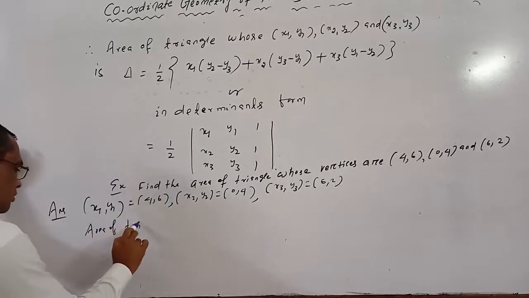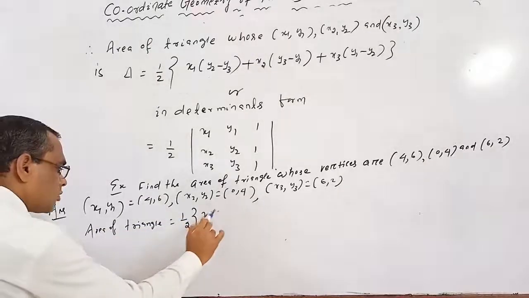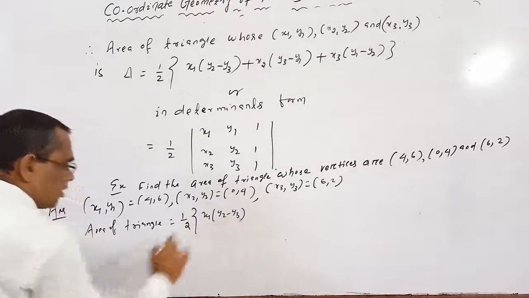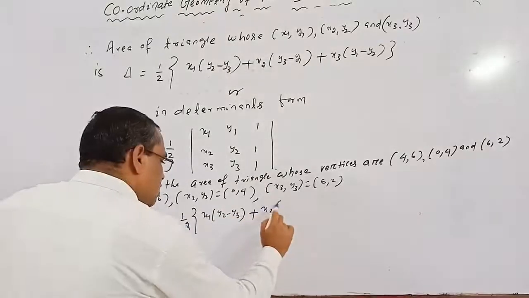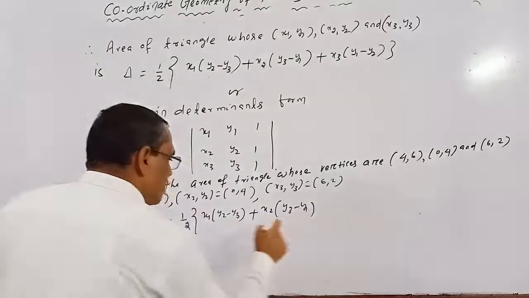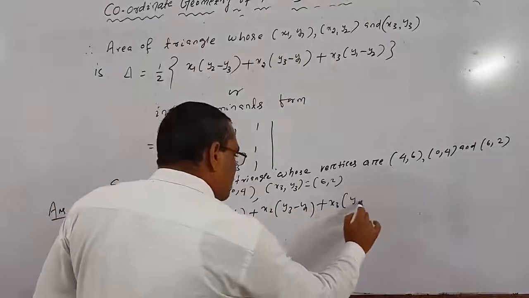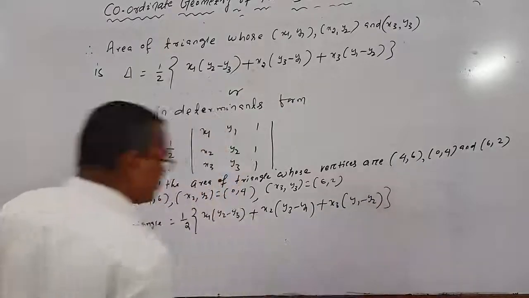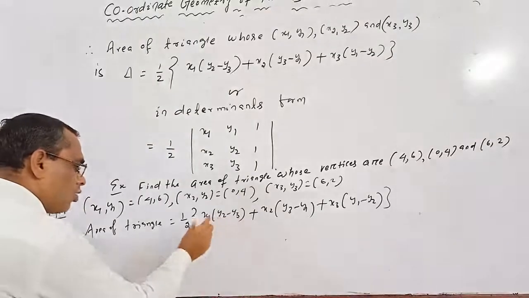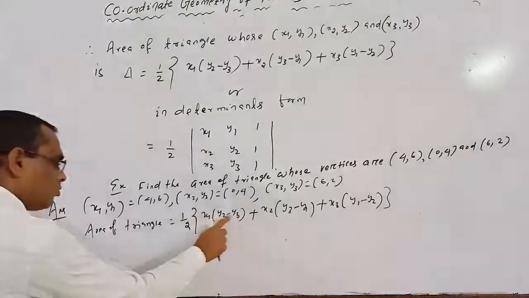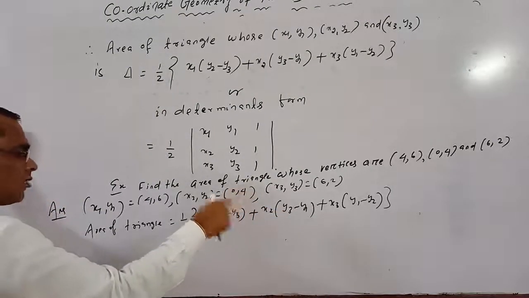You know the area of a triangle is equal to half into x1 into y2 minus y3 plus x2 into y3 minus y1 plus x3 into y1 minus y2. Okay. So you take the difference of the y coordinates in order: y2 minus y3, y3 minus y1, y1 minus y2.